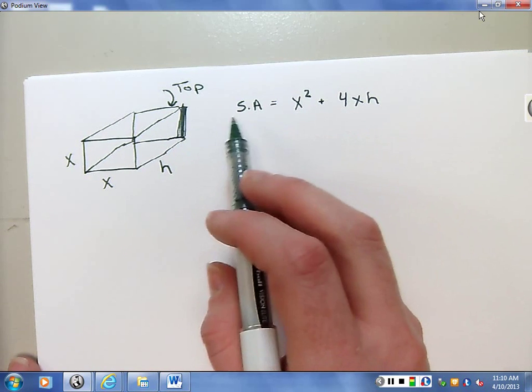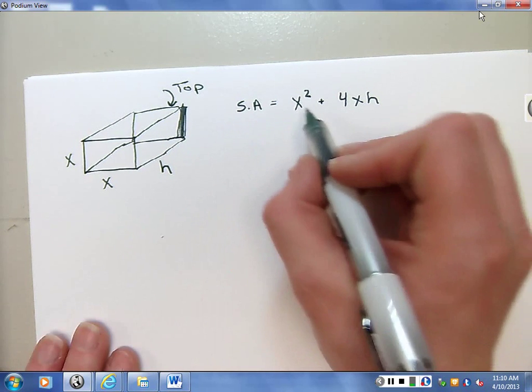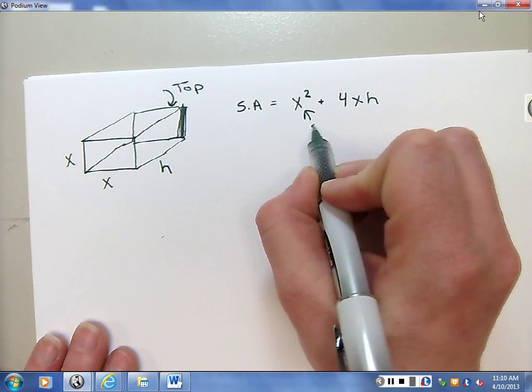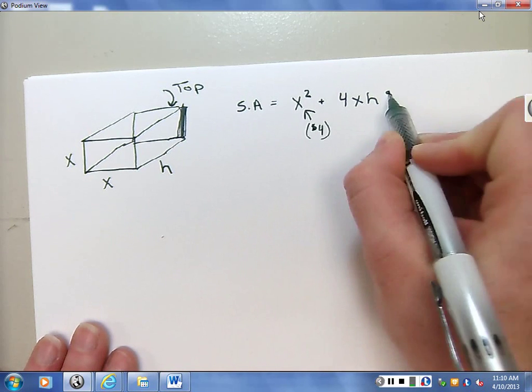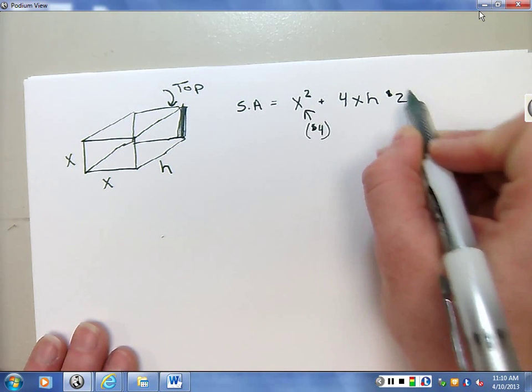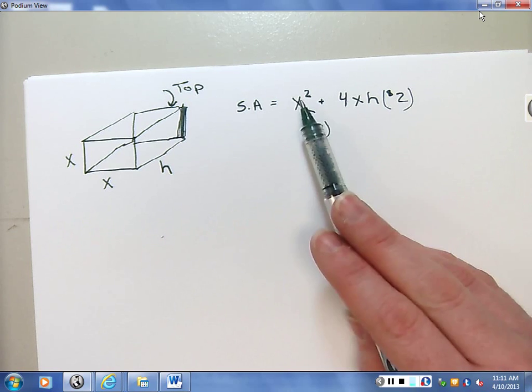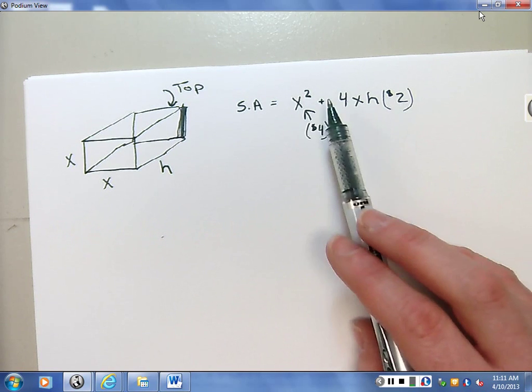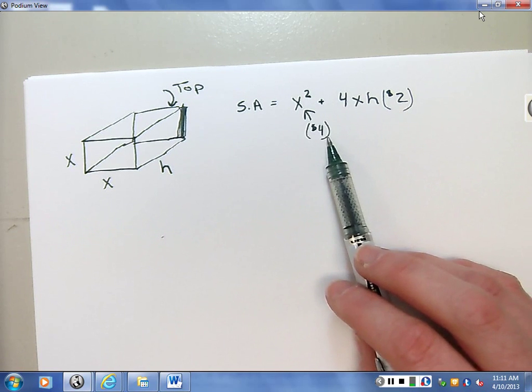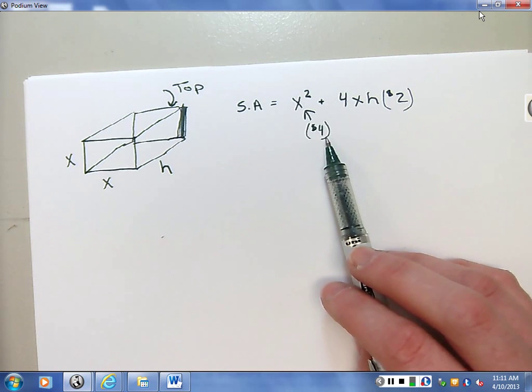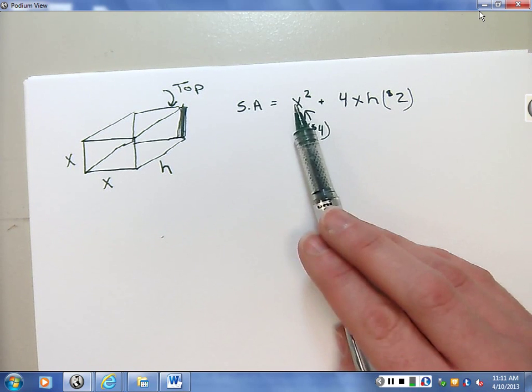Now, if it has to do with cost, maybe the cost of the top is $4, and the cost of the sides is $2, then you'd have a little bit different equation there. Would you just put a 4 and then a 2? Yeah, you would put a 4 in this problem, and then you'd have x squared times 4, because it would cost me $4 per square inch, and it's x squared square inches. So how much it's going to cost me is 4 times whatever that is.